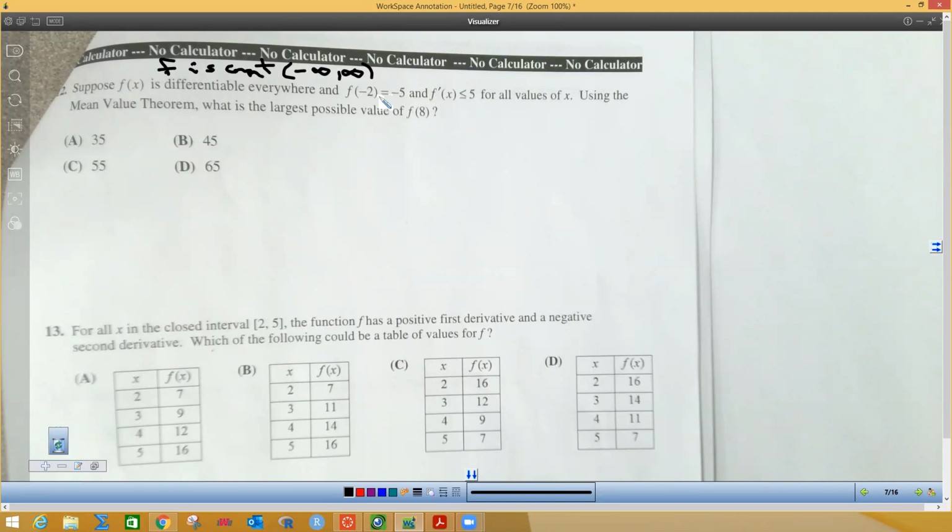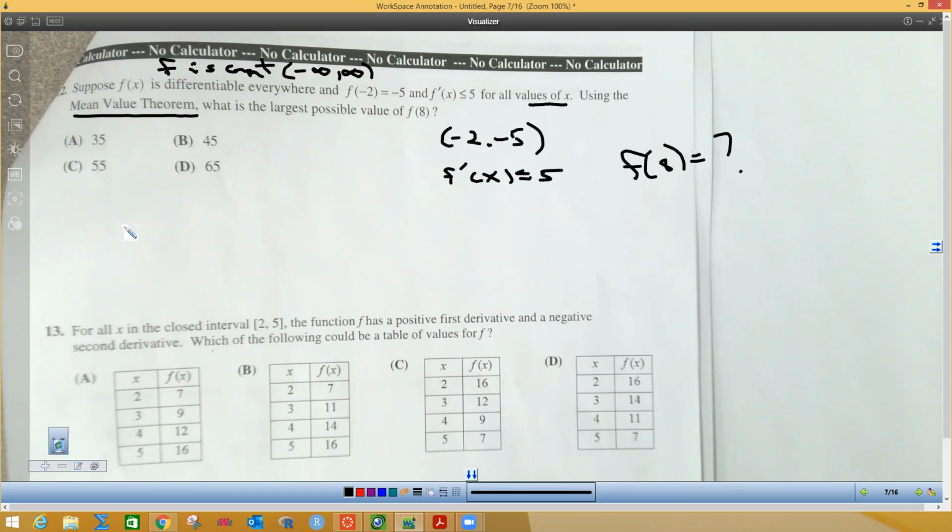Okay, and then it says this point is on the graph. It says f prime, the derivative, is less than or equal to 5 for all values of x. So we've got (-2, -5) on the graph, and we know that f prime of x is less than or equal to 5. Using the mean value theorem, what is the largest possible value of f of 8? So we want to know f of 8 equals what?